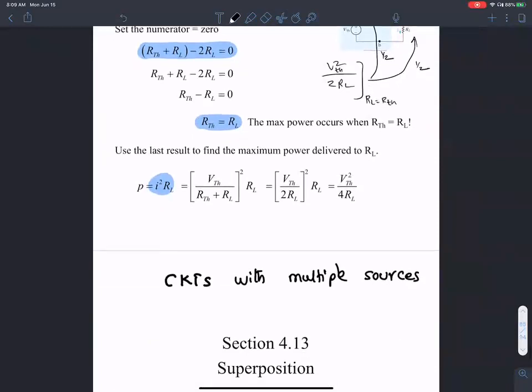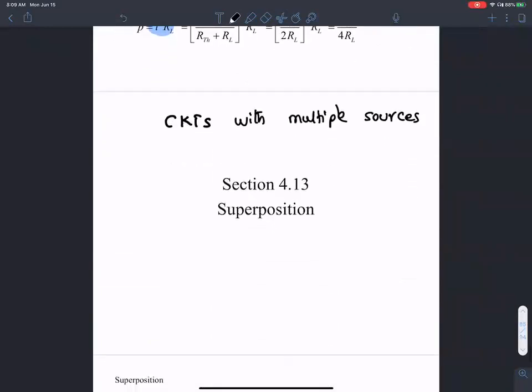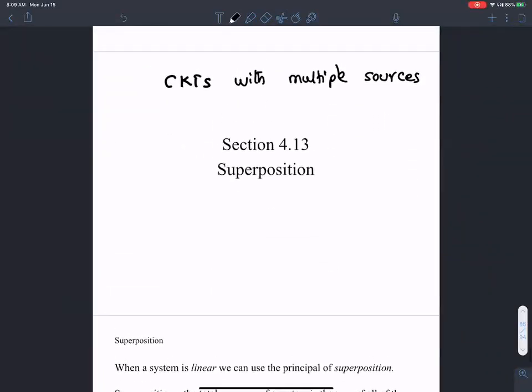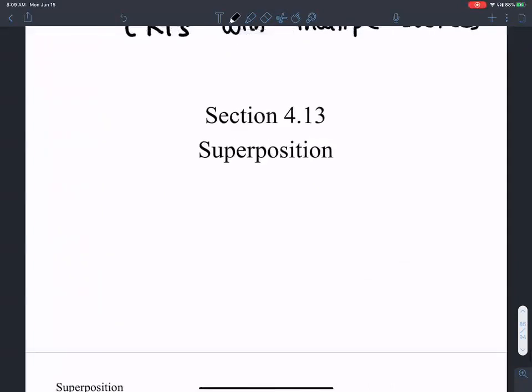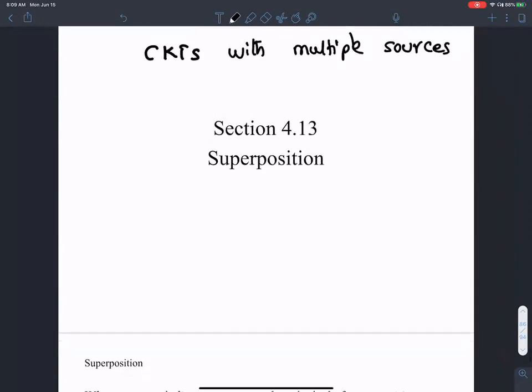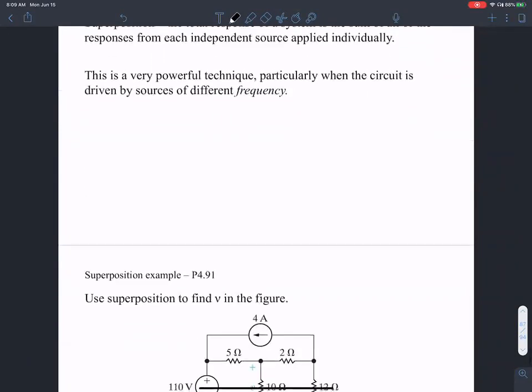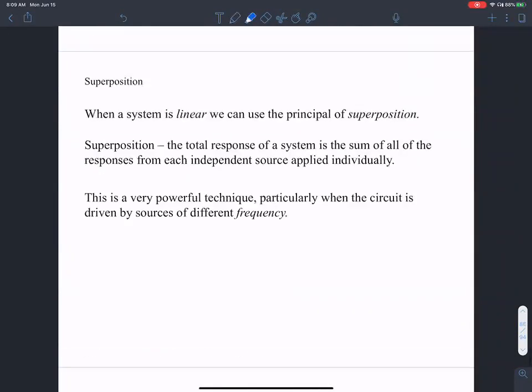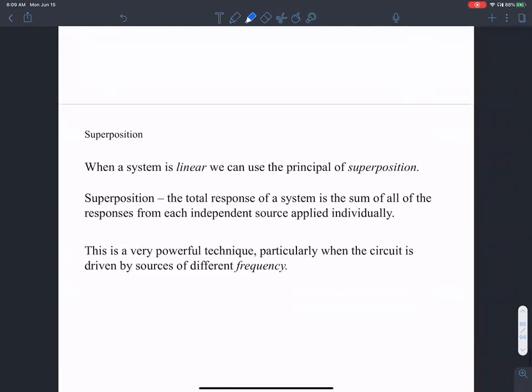Okay, so that's the idea of maximum power transfer. Let's look at the superposition theorem as well, and then we look at examples, one example for each of those. Okay, the idea of superposition is, it's a very powerful technique in a linear system.